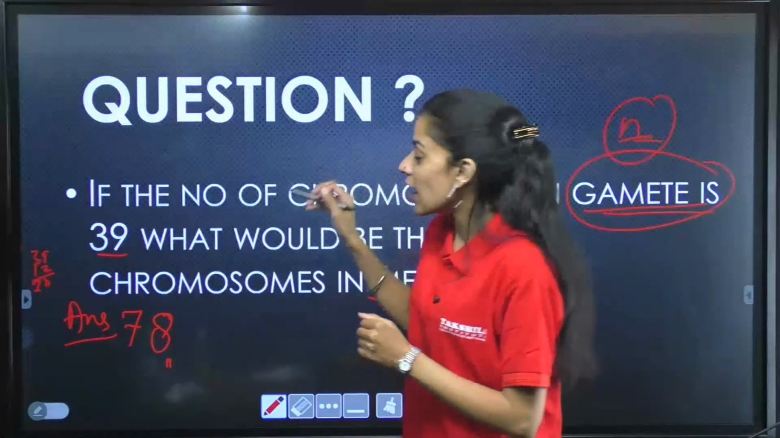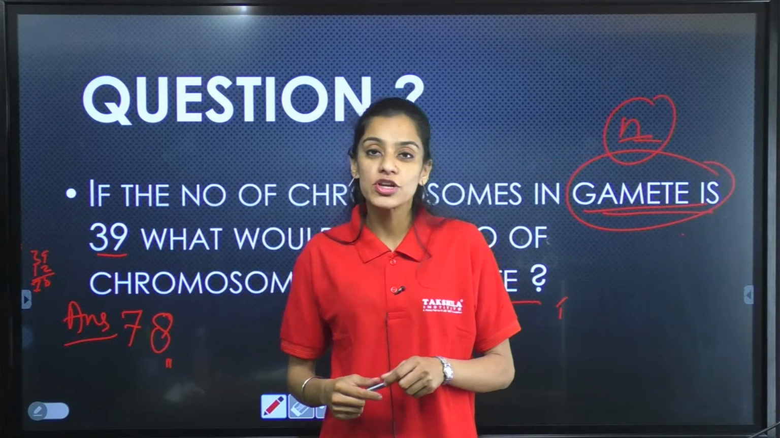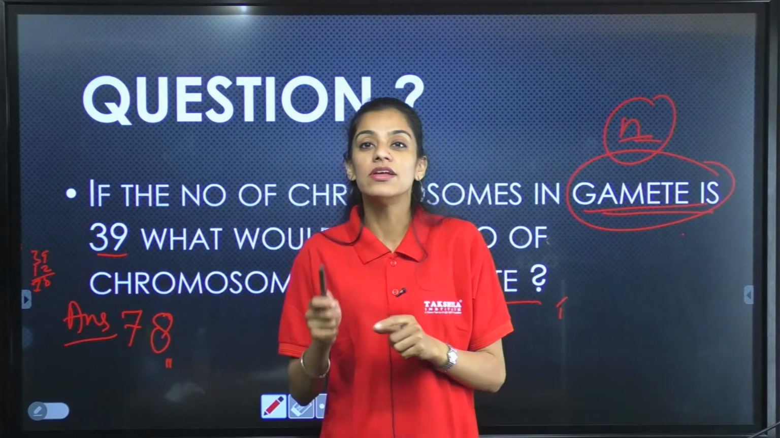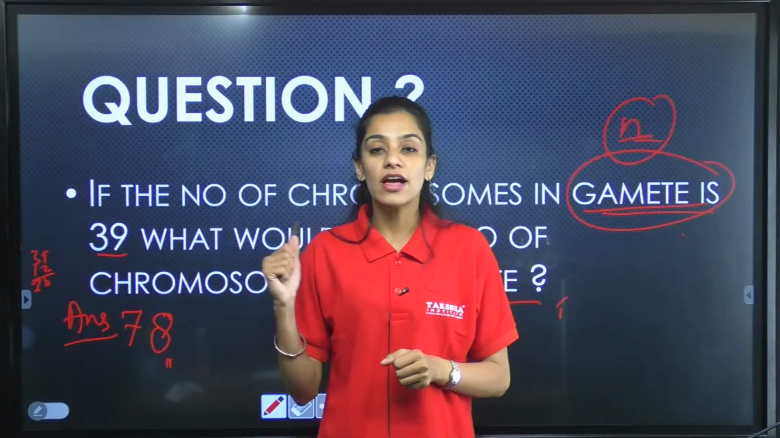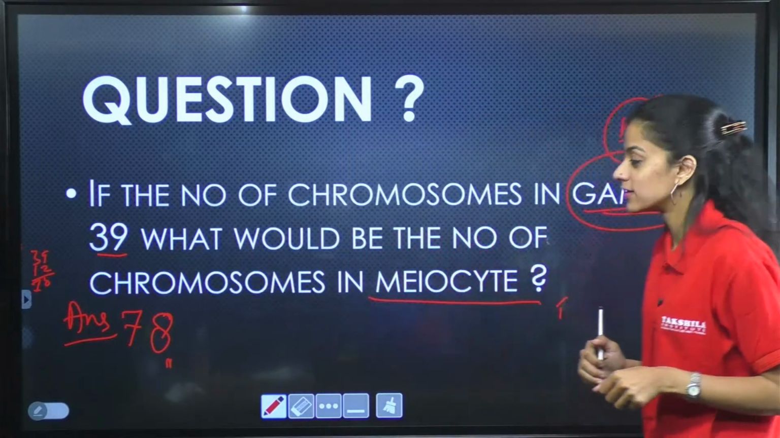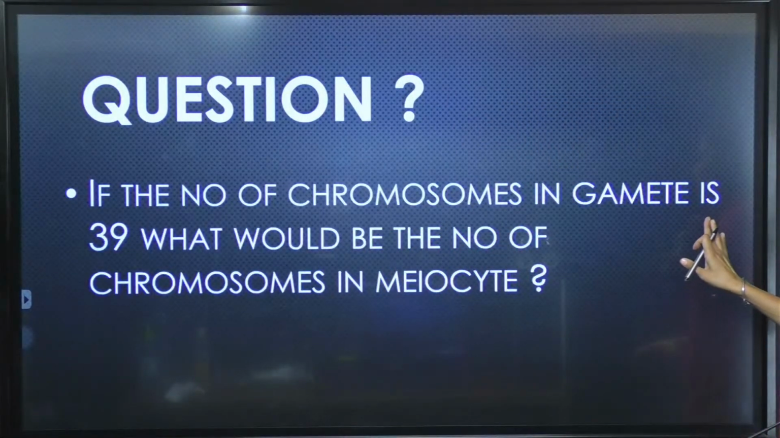So अगर हमें ये पता लग गया कि गैमीट है, तो गैमीट के अंदर हमेशा हैप्लॉइड सेट ऑफ क्रोमोसोम रहता है, और हमने क्या पता करना है, वी हैव टू डिस्कस अबाउट द डिप्लॉइड सेट. तो इसीलिए द आंसर टू दिस क्वेश्चन बिकम्स 78. Right?